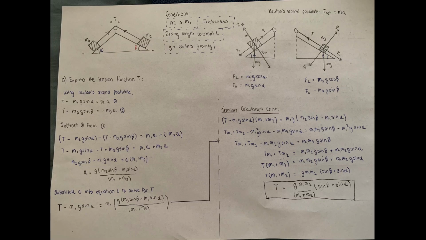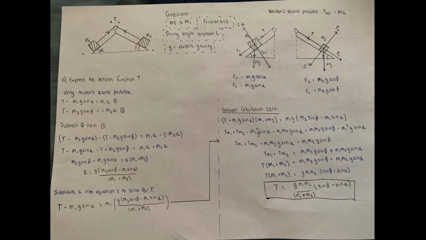Moving down, we can simplify this a little bit further. On the right side, we can take out the constant factor of A, as both M1 and M2 are multiplied by A. And on the left side, we see that the tension force cancels out because we have a positive T and a minus T. So that we are left with M2 G sine beta minus M1 G sine alpha is equal to A (M1 plus M2).